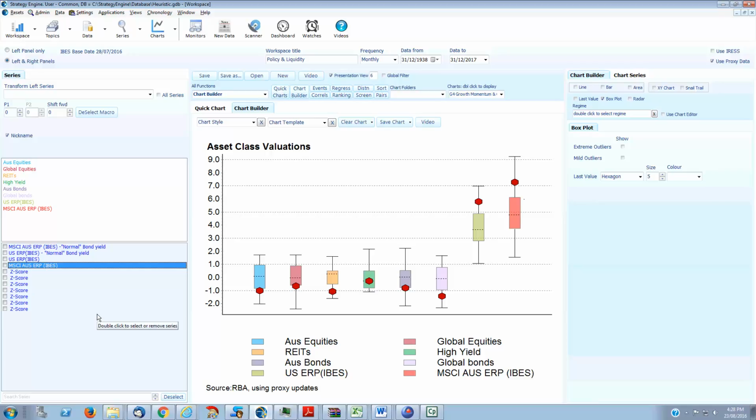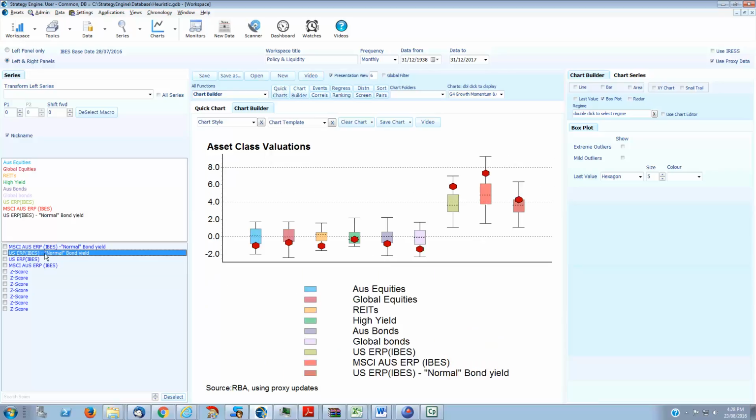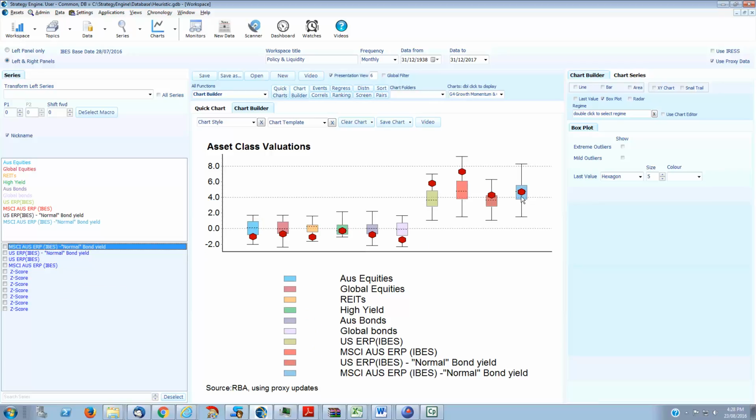If, however, we introduce normal bond yields, or normalized bond yields, in both markets, let's do the US first. You can see here it now has the US equity risk premium back, maybe still slightly attractive, but certainly back within the typical range. And for Australia, if we introduce normalised bond yields, we get the market back in the middle of a fair value range.